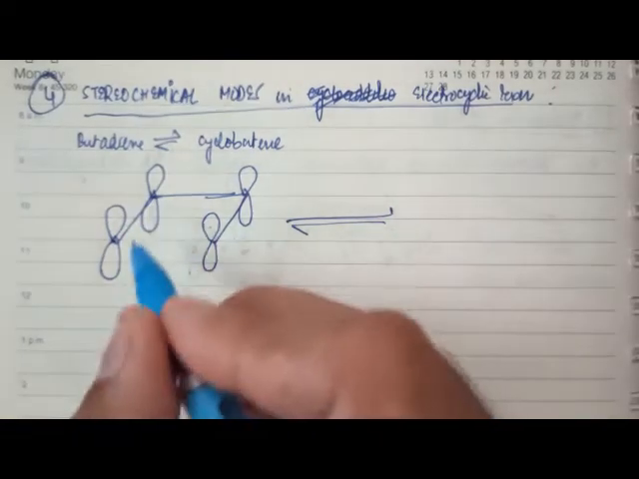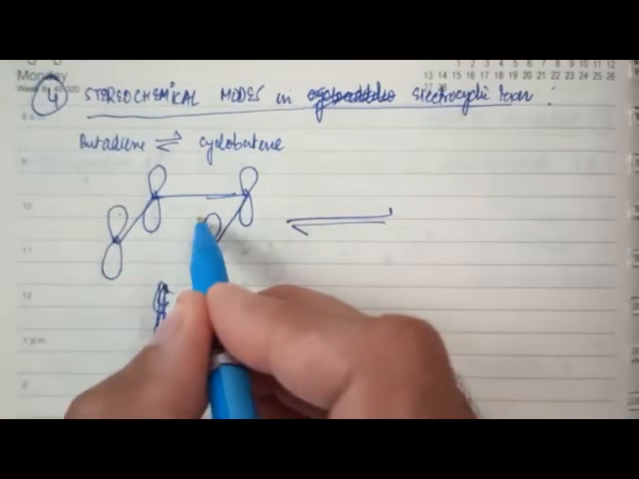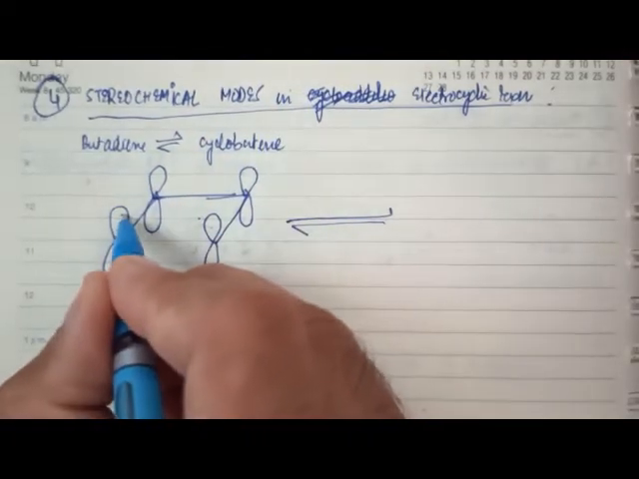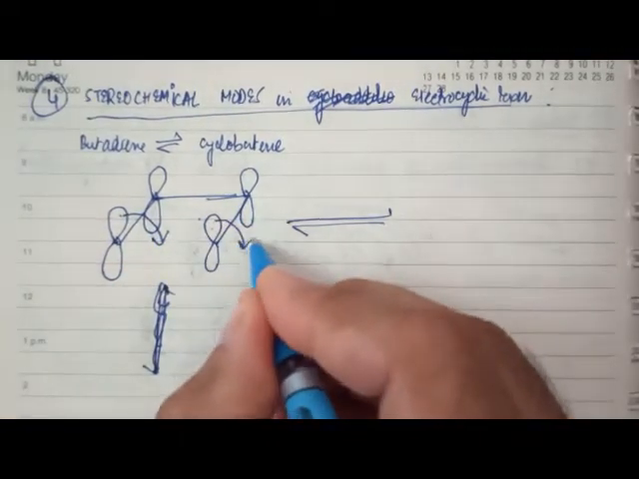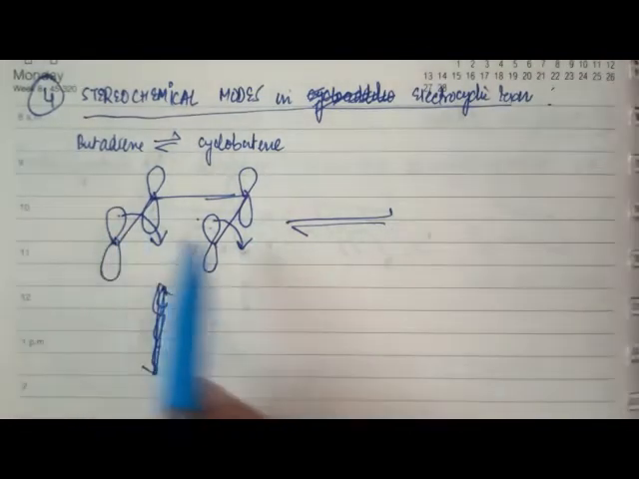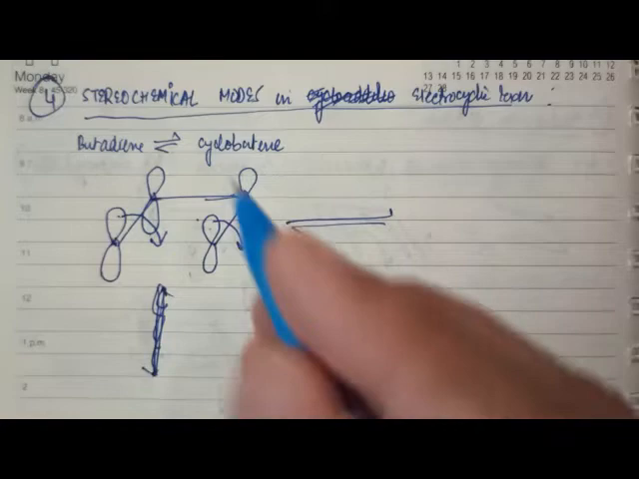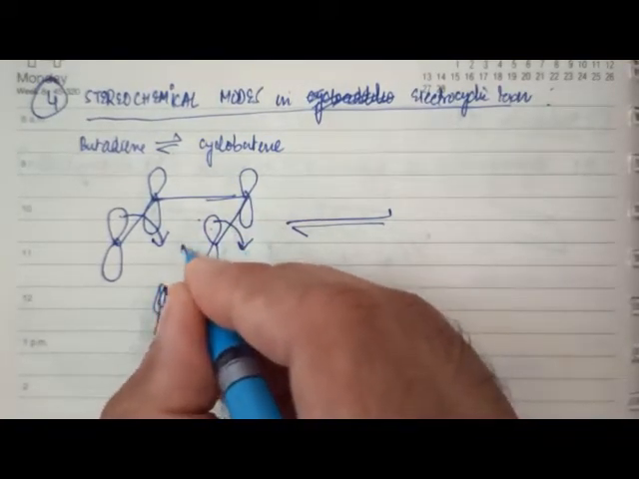If it so happens, or let me draw it like this. If it so happens that these two terminal lobes move in the same direction, either both the lobes are moving in a clockwise direction, or both lobes are moving in an anti-clockwise direction. Means, if this lobe is moving in a clockwise direction, this lobe is also moving in a clockwise direction, then how will the bond formation occur? If this lobe is moving like this, this portion of the lobe will come here.